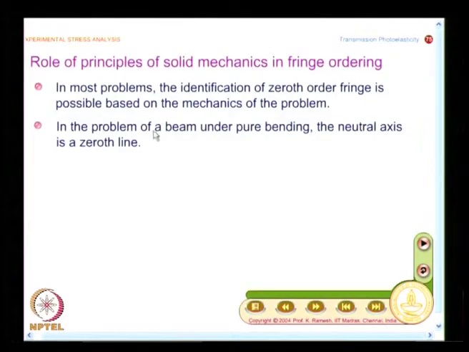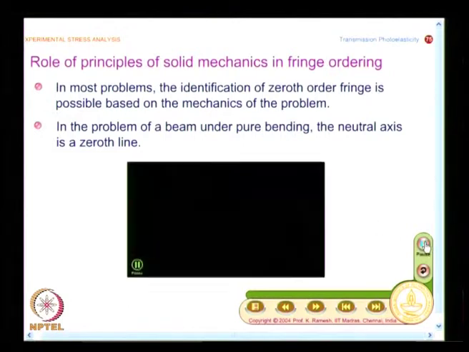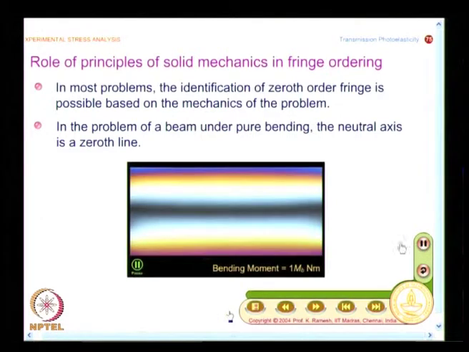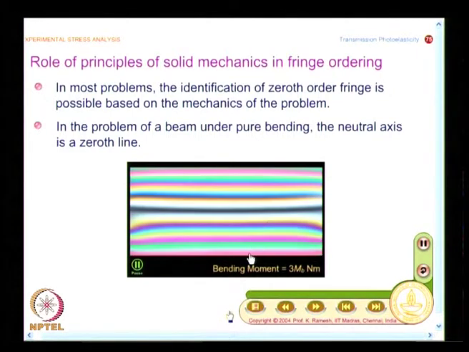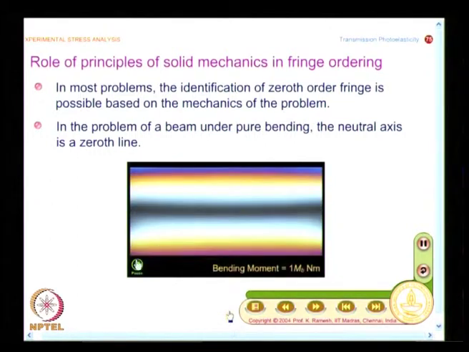So, in the problem of a beam under pure bending, the neutral axis is a 0th line. It is not just a point, you have a complete line which is a 0th fringe order, and because of this luxury of multimedia, you can quickly see what is happening in a beam under bending. And what I have here, I have this 0th fringe order at the center.